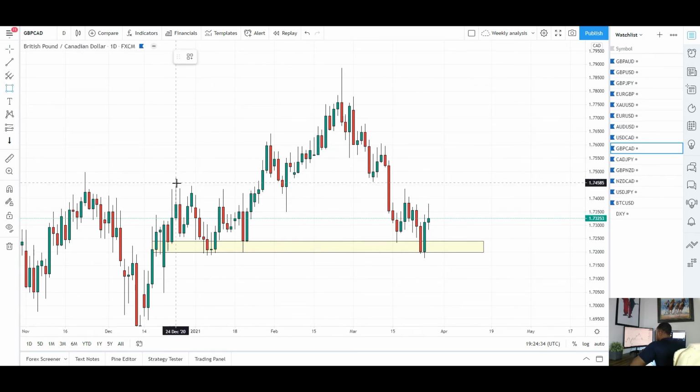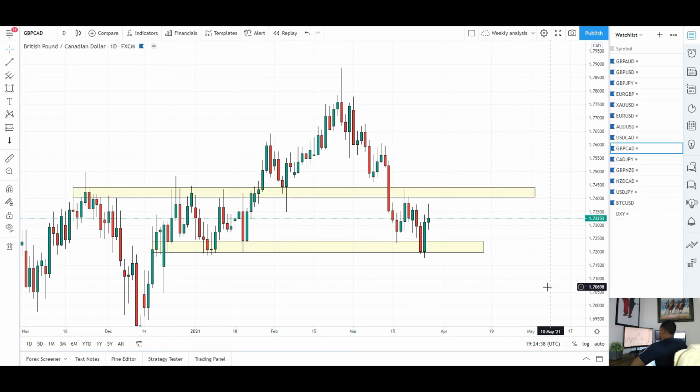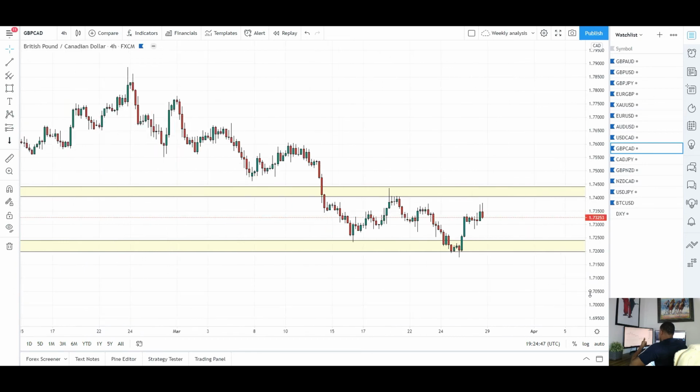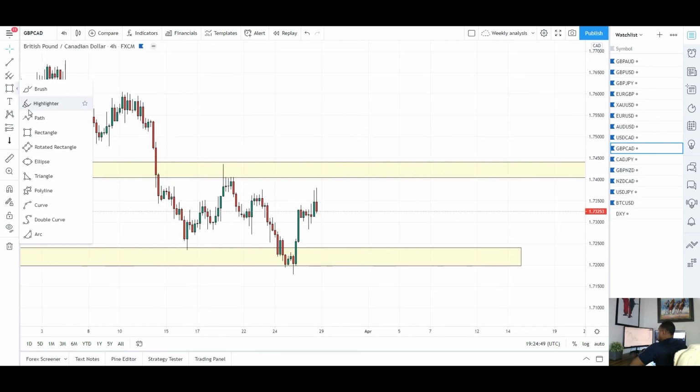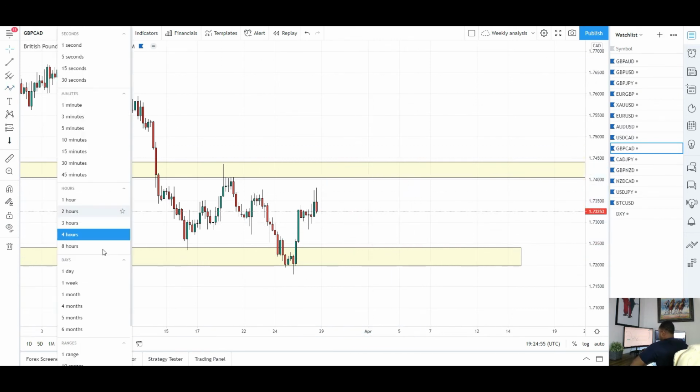So price is stuck between this resistance here, which is 1.74250 give or take, and now the 1.72 level. So price is kind of stuck between those two levels. I did say last week that we might see a bit of a range for GBP CAD, a bit of consolidation between these two levels, and see price just fluctuate between that resistance and that support until we actually see a breakout of one of these levels.